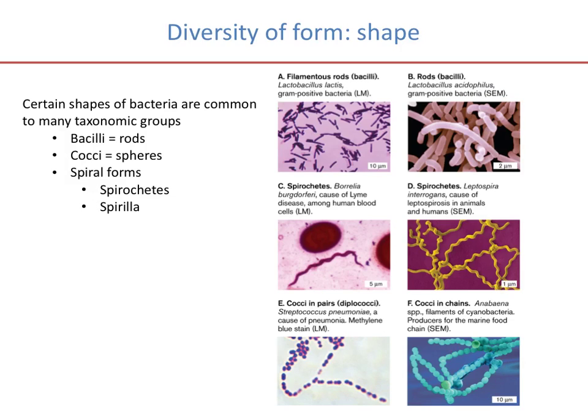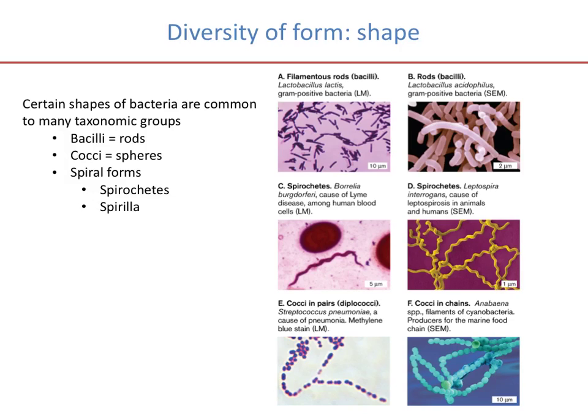and right here. And cocci can either occur individually, so you have individual sphere-form cells. They can occur in pairs. That's often called diplococci, so if you have two cocci associated with each other. And they can also occur in chains. And you see this example of cyanobacteria where each cell occurs in a chain.